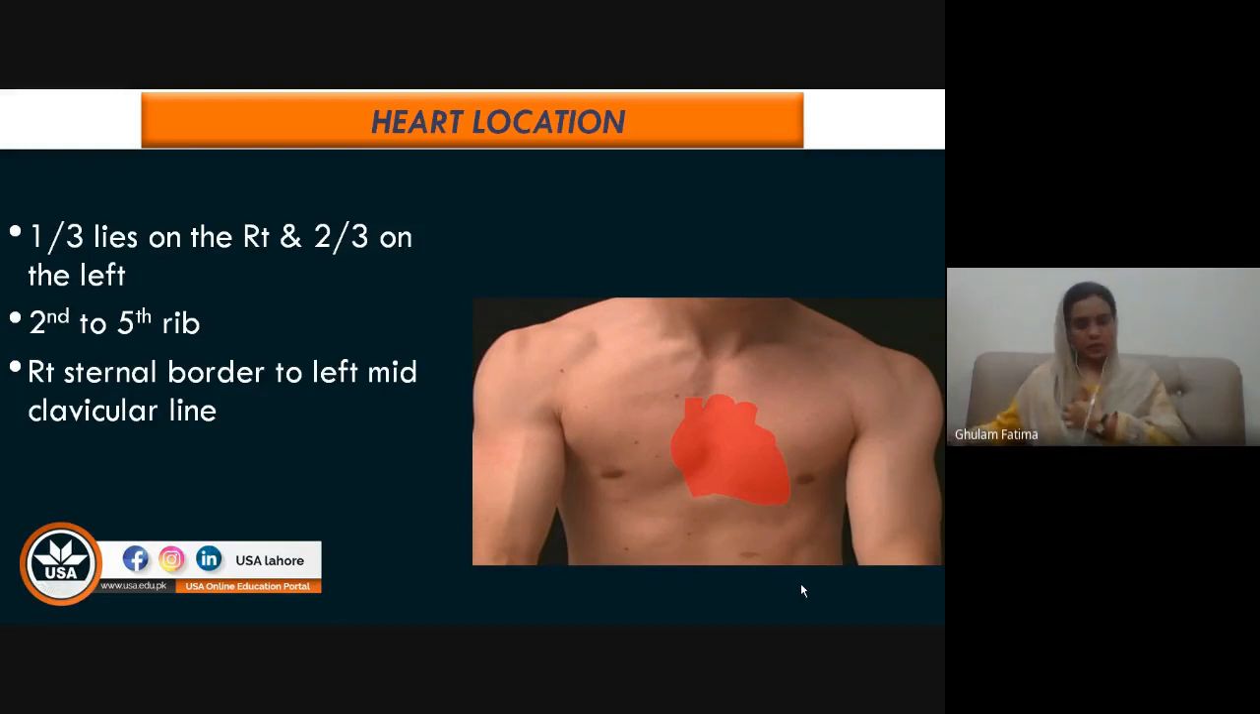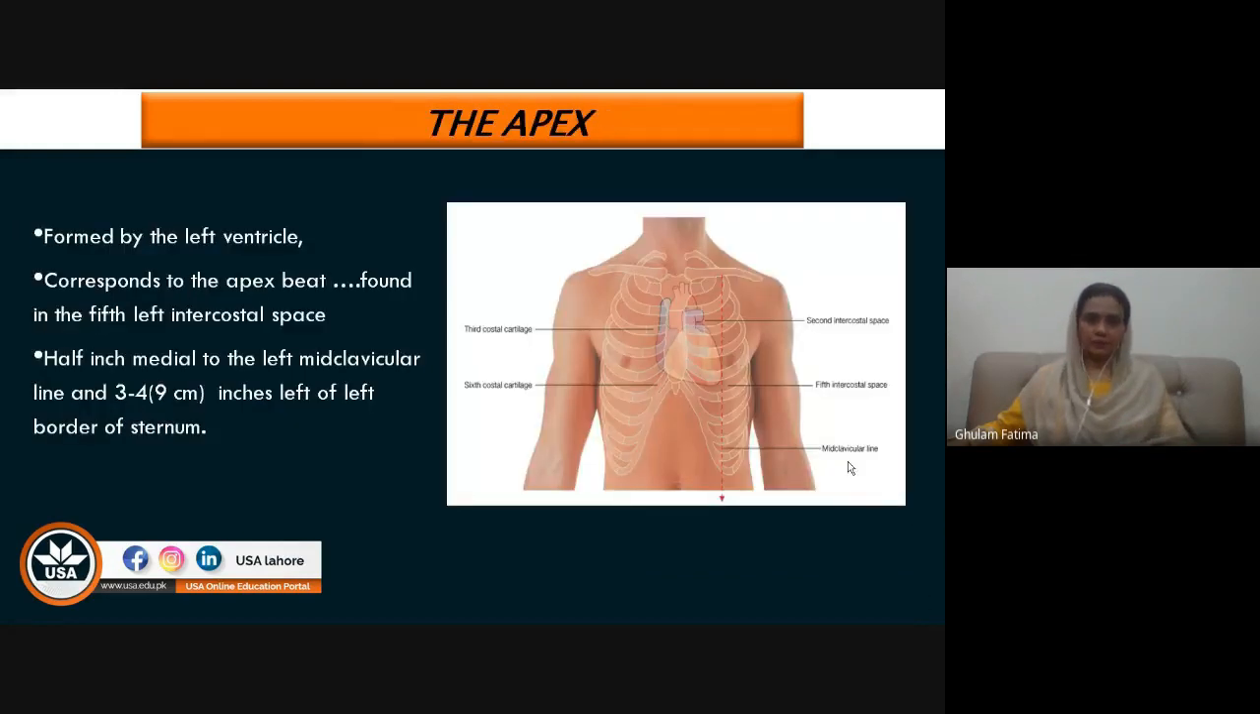Here is the sternum, and on this side you have the right sternal bottom. So from the right sternal bottom to the left mid-clavicular line, you have your heart. So this is the complete location of your heart. One third is on the right side, two thirds on the left side, from the second to fifth rib, and from the right sternal border to the mid-clavicular line.